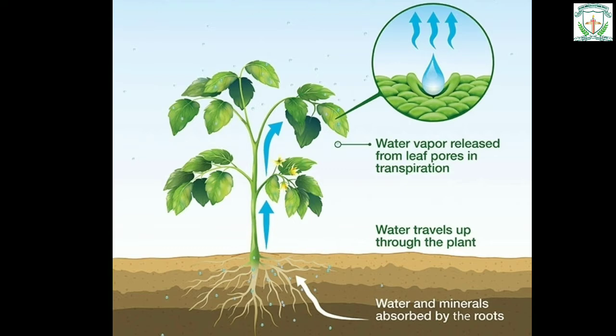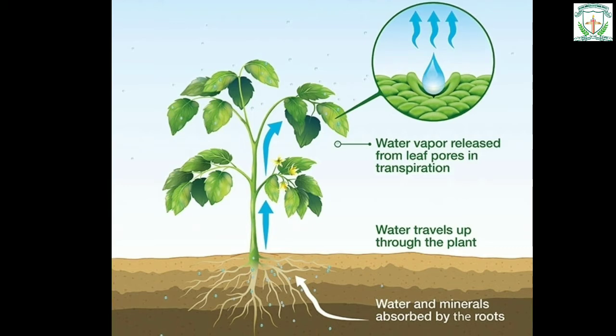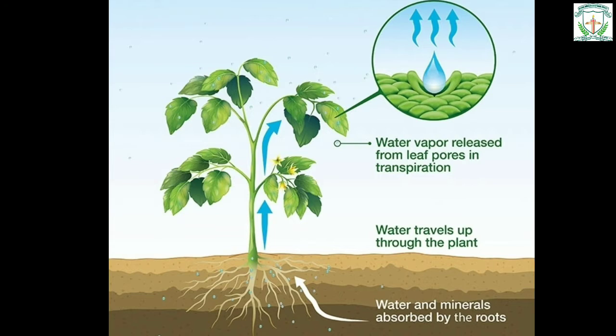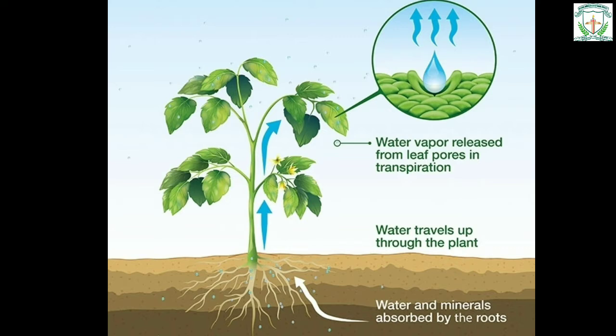Dear students, when roots absorb water, it creates a difference in concentration between the soil solution and root hairs. Water molecules move from higher water potential to lower water potential and then to xylem vessels and tracheids. Second process, upward movement of water and minerals.